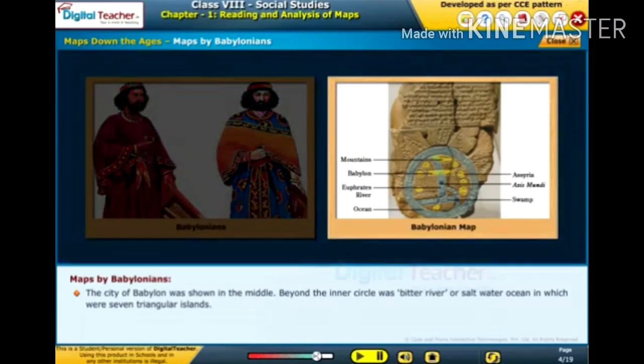The city of Babylon was shown in the middle. Beyond the inner circle was the Bitter River or saltwater ocean, in which were 7 triangular islands.